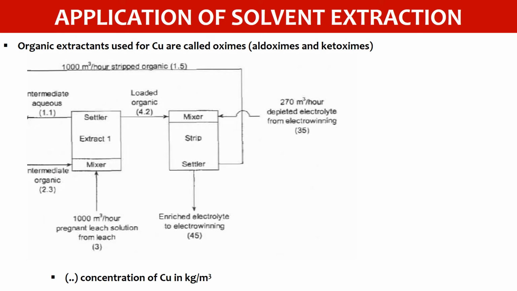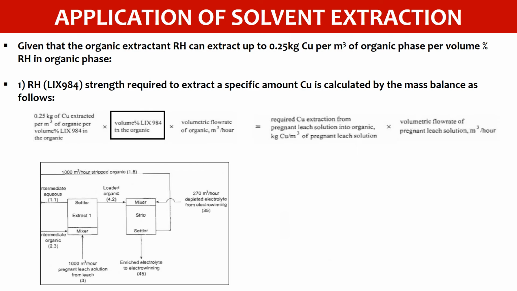Okay, so let's go back to our process flow sheet. Now we introduce in brackets the concentration of copper in kilograms per cubic meter. So here 1.1, 4.2, 2.3, here there's 3, and there's 45, and there's 35. Okay, this is the concentration of copper in this circuit. Okay, right. So first of all, you'll be required to calculate the strength of this lixiviant, the strength of your solvent that will extract a specific amount of copper. Okay, specific amount of copper.